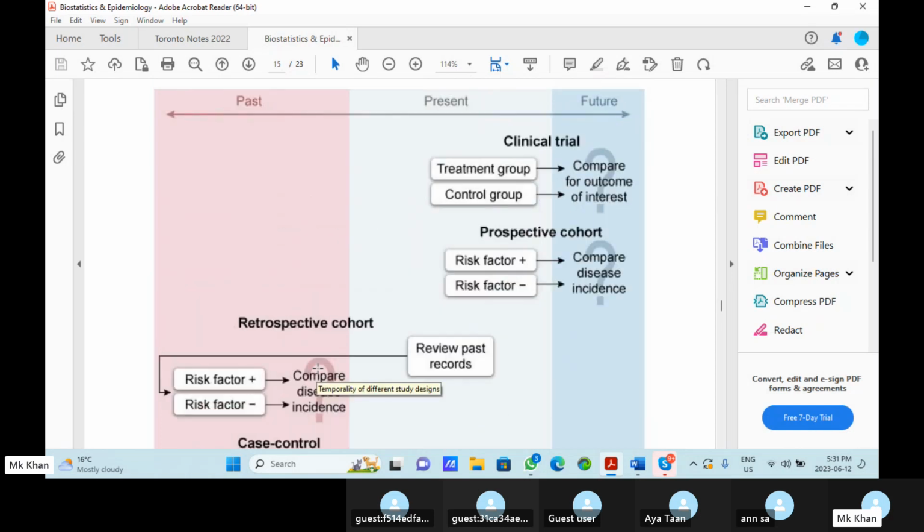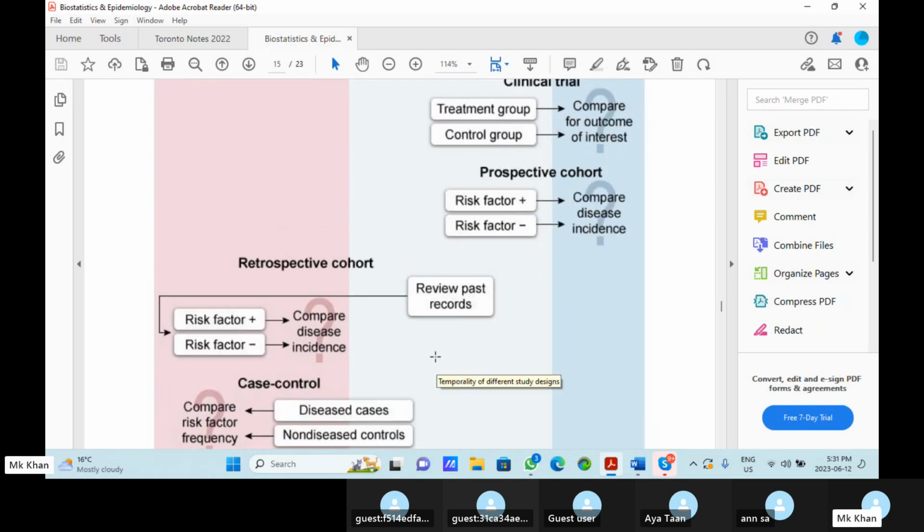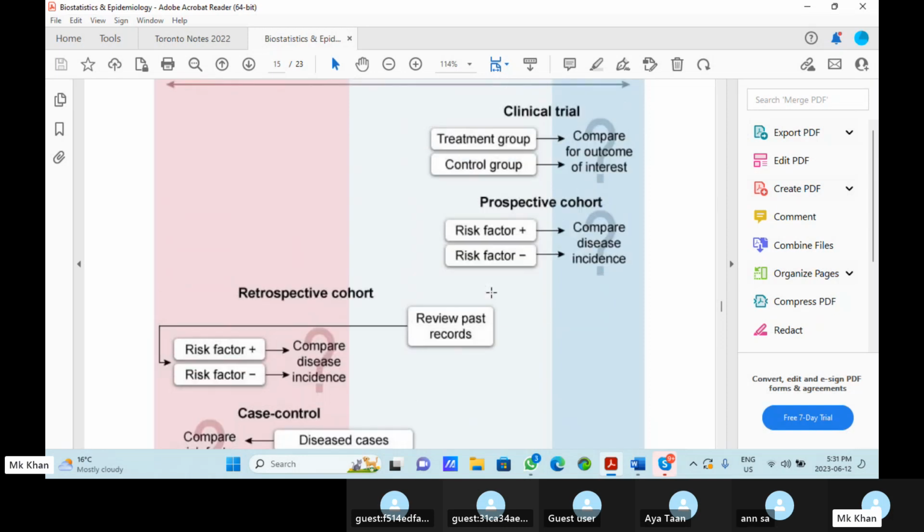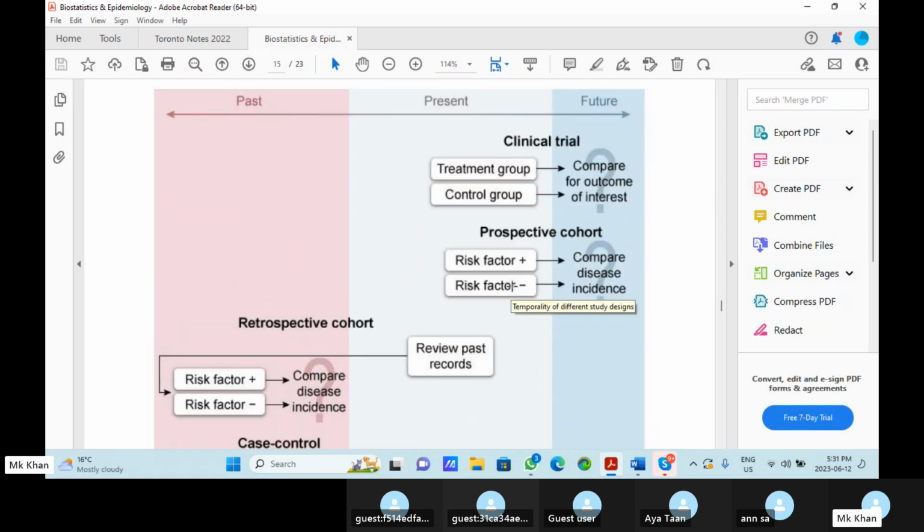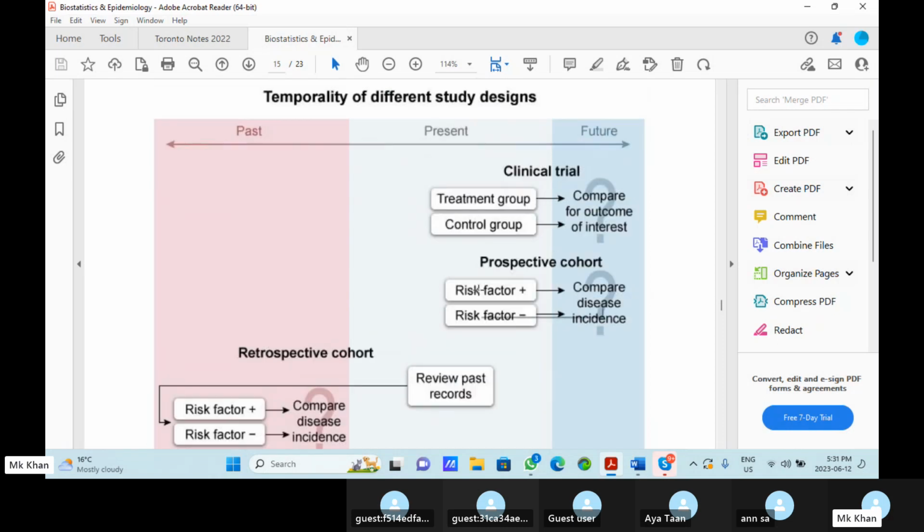And then this is the cohort study. Basically, cohort study is divided into the prospective cohort, that is going forward in the future, and the retrospective cohort, that is basically going backward. But usually in the cohort, we are doing the prospective, like we are going forward. So what is actually the cohort study?